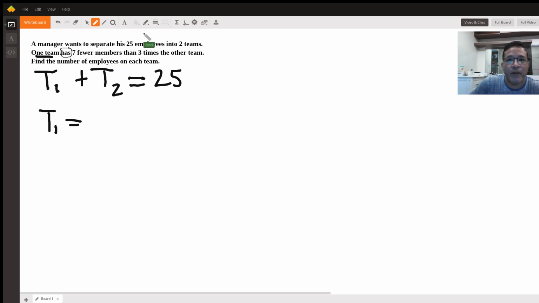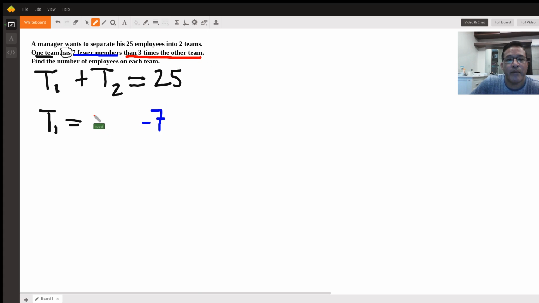7 fewer members, let's highlight that. 7 fewer members means minus 7, just minus from something. We'll find out what the rest of it is. Just read the rest of the sentence. What does it say? 7 members fewer than 3 times the other team.